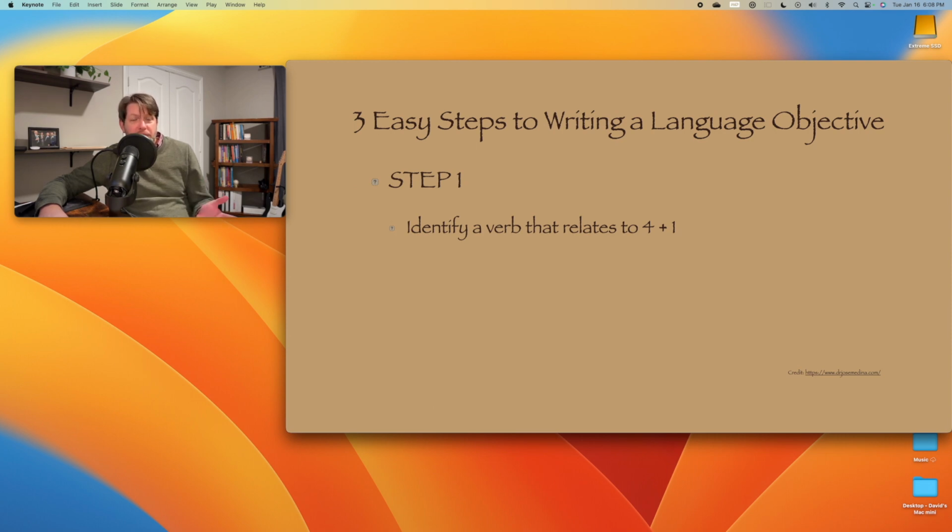Now, there's a lot of different verbs that can go with speaking, to describe, to tell, to discuss. There are a lot of different verbs that you can choose for each one of those domains. But you're going to choose a verb that goes with one of the 4 language domains. And he also adds a plus 1.